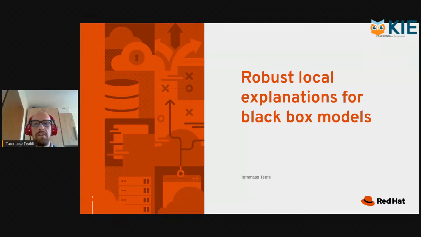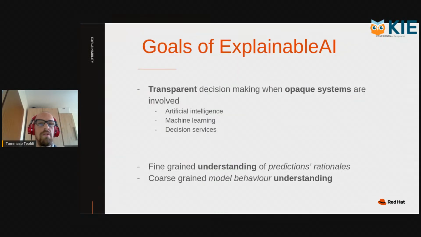So let's get started. As we briefly introduced, we will talk today about robust local explanations for black box models. This might sound like a complex title, but in reality what we want is for our predictive models, be they decision services or AI-based systems, to be trustworthy.